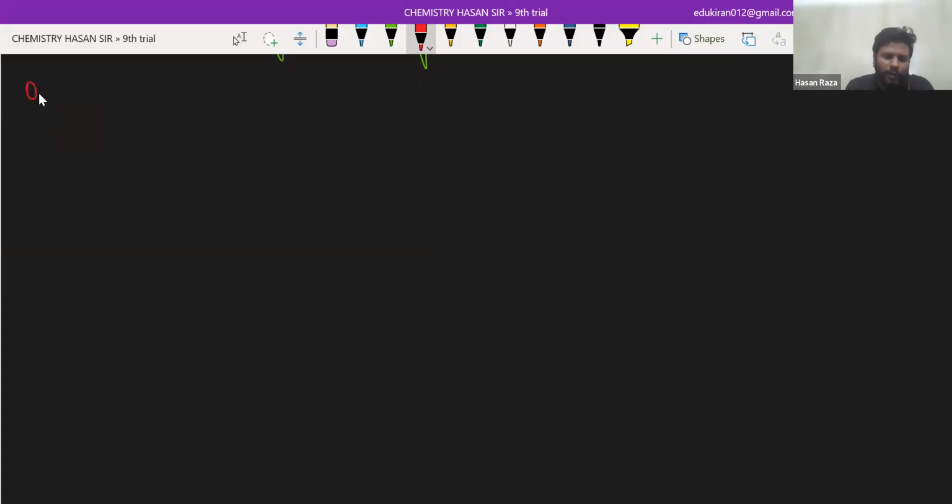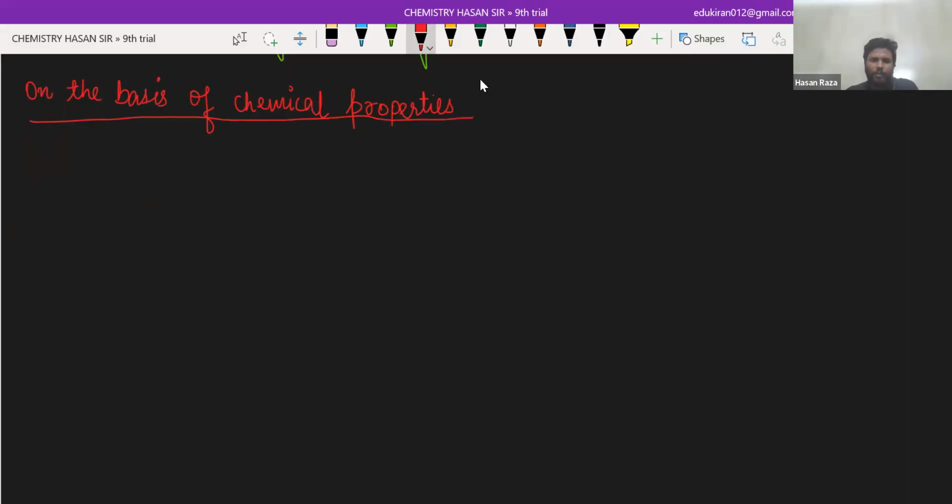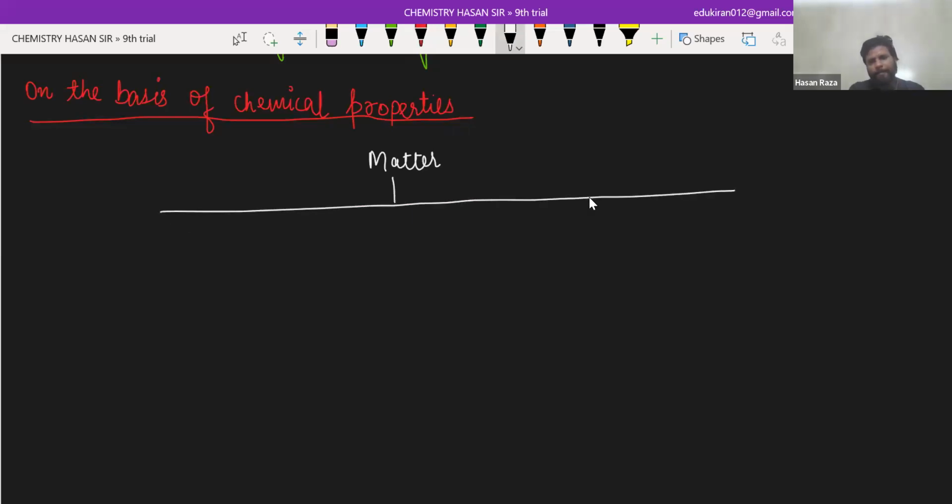We are going to write, as we discussed the basics of this chapter. So we are done with the basics of this chapter. On the basis of chemical properties, matter is divided into two parts. A flowchart is very important for this.